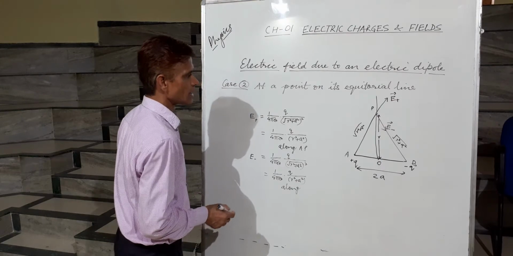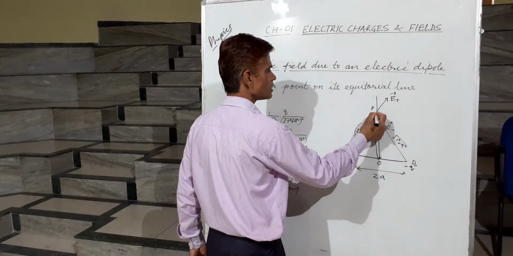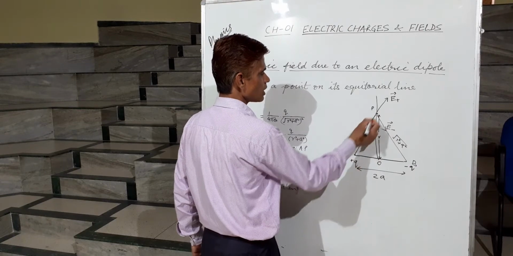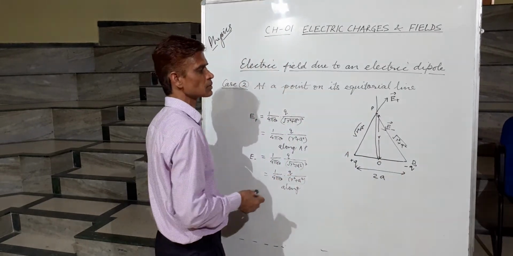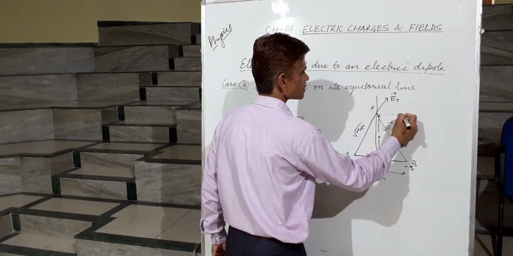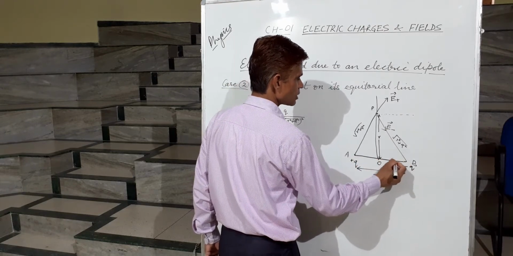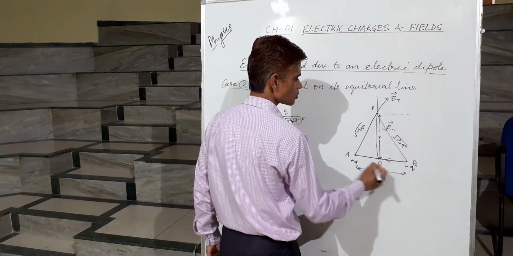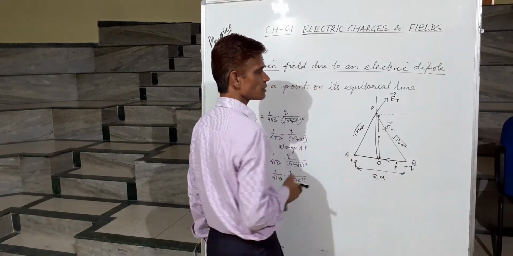Now we observe that these two fields are in two different directions. So what is the net electric field due to these two charges, that is, due to an electric dipole? We can obtain it by finding the components. So what is the direction of the electric dipole moment vector? It is from minus q to plus q charge, that is, this is the direction of the electric dipole moment vector.